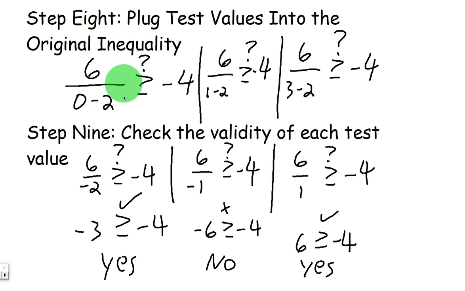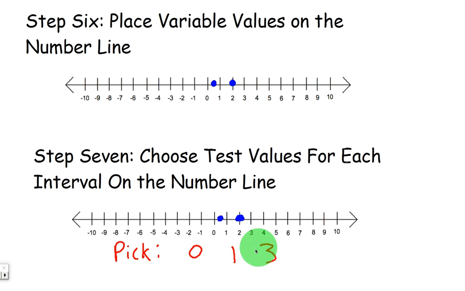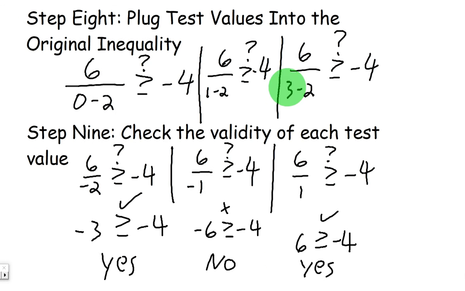So we're plugging those into the original. We're going to plug in 0 for x. We're going to plug in 1 for x. We're going to plug in 3 for x. Those test values we chose around our marker values. Step 9, check the validity of each test value. So what do we get for the first one? We get 6 over -2, which equals -3.